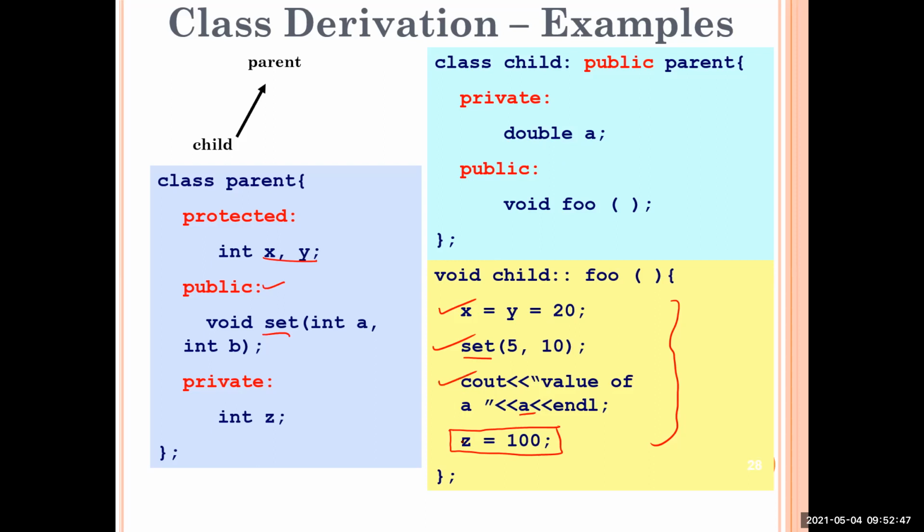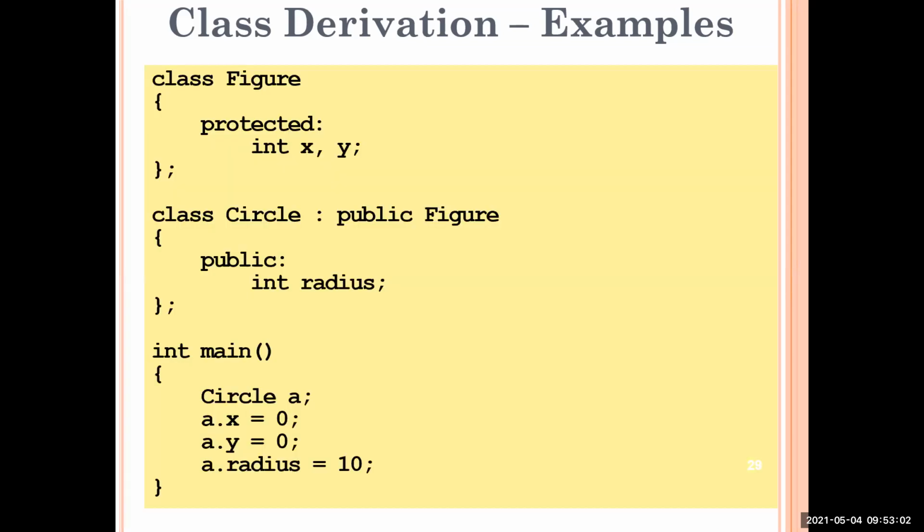That is also okay. But now see this one. Here we are trying to access Z, which was a private data member of the parent. So this Z is not accessible. The rest of the statements are okay. This last statement will actually cause trouble. Now I show you another example. Just look at it and think if there's any problem in it, or if it is okay.